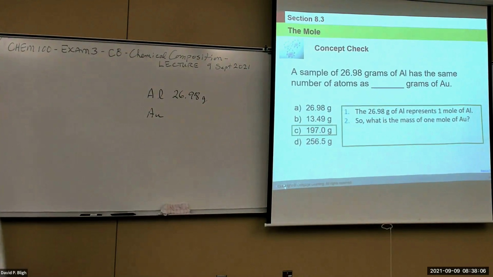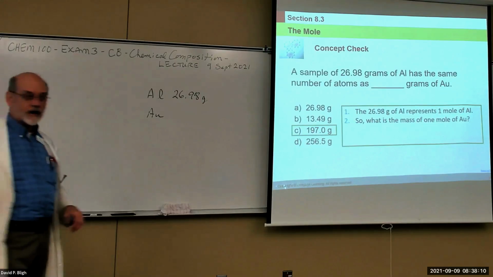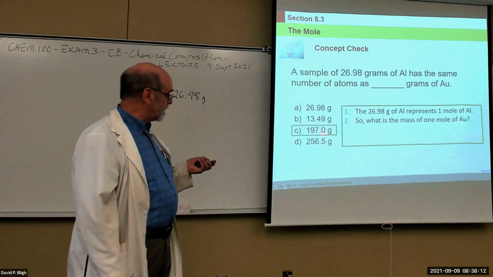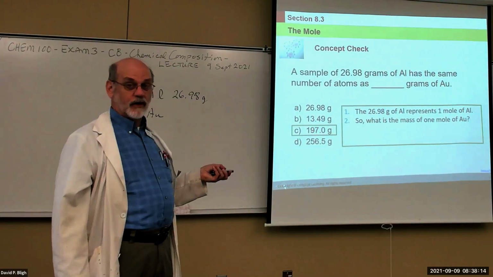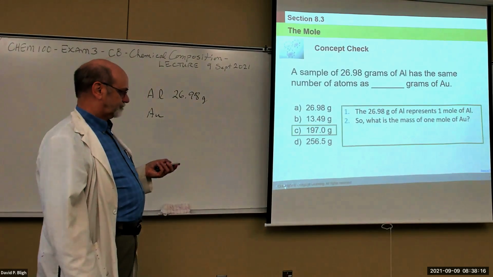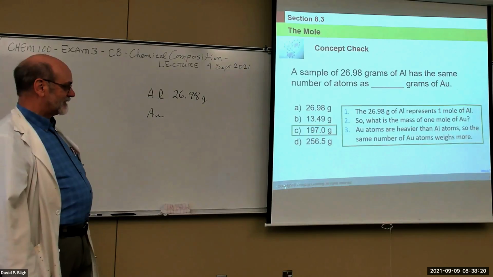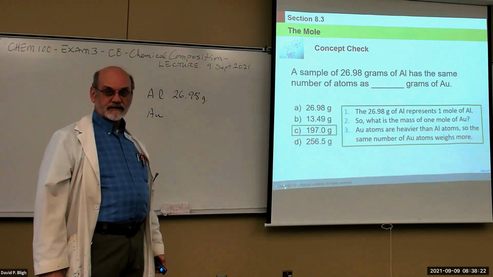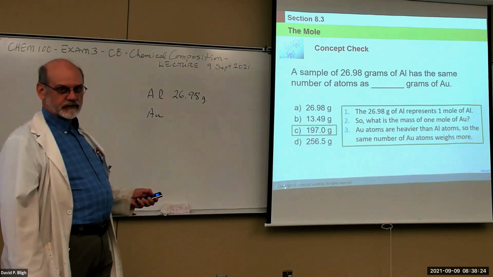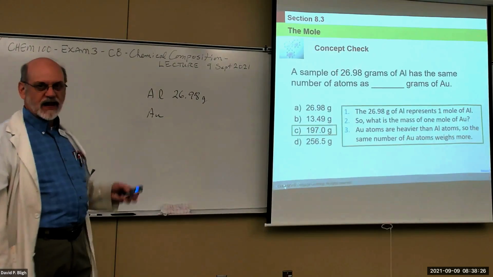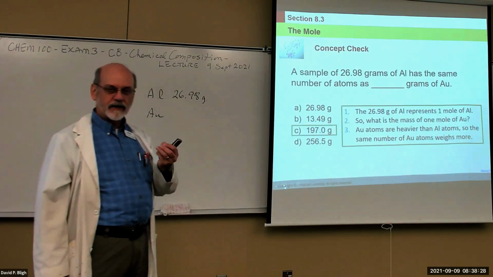It's actually, rounded off to 2 places, 197.00. They have the same number of atoms, but their masses are different. Aluminum is a much smaller, lighter atom than gold.